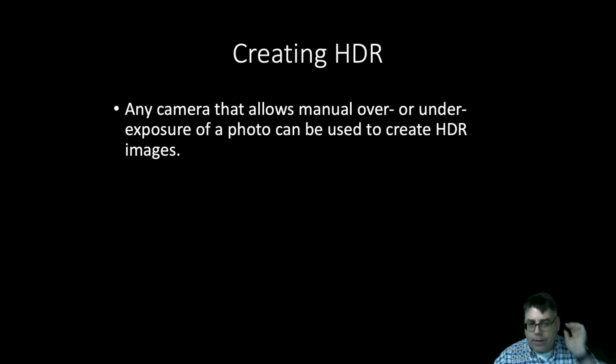Any camera that allows a manual over or under exposure of a photo can be used to create HDR. Pretty much every camera that I've encountered usually has an EV setting or a plus/minus, and that allows you to underexpose, overexpose, or get it right on. It usually is in third stop increments, and most of them go from 2 stops under to 2 stops over, so it allows you to do a really nice range.